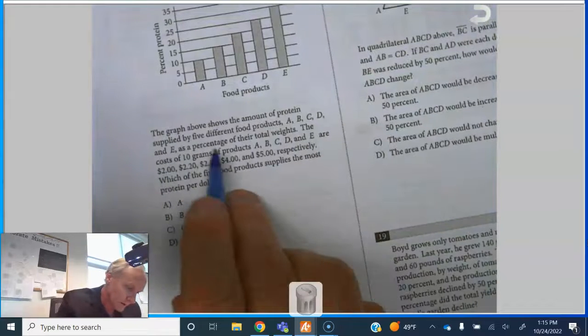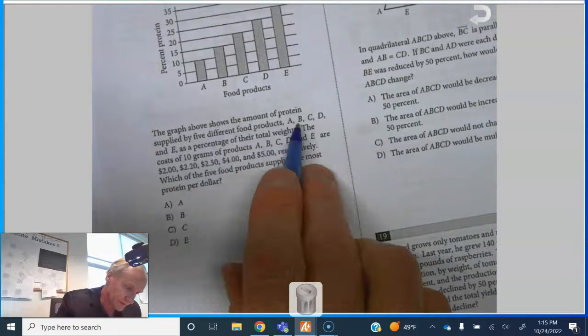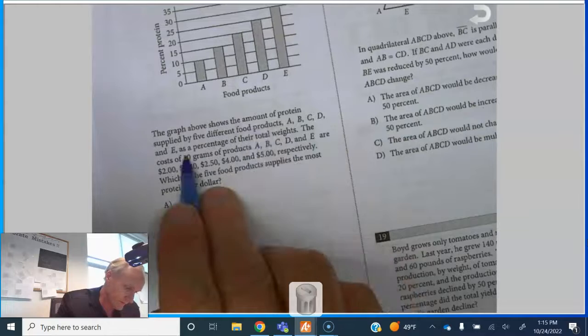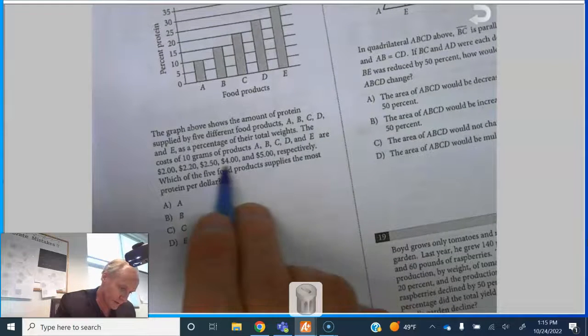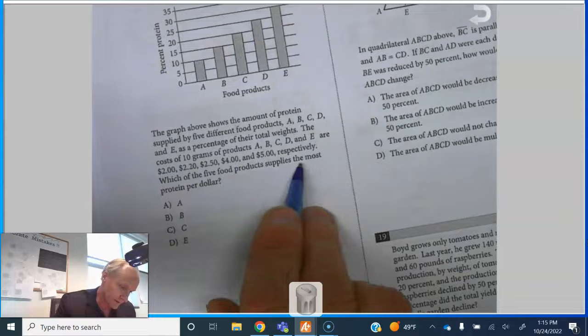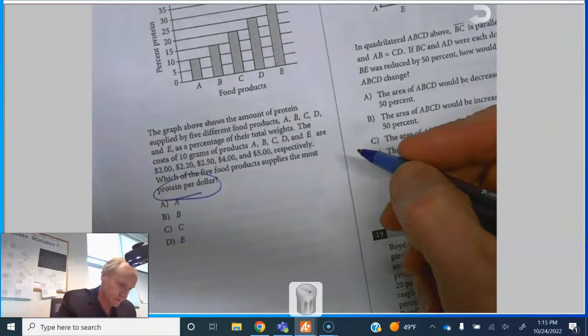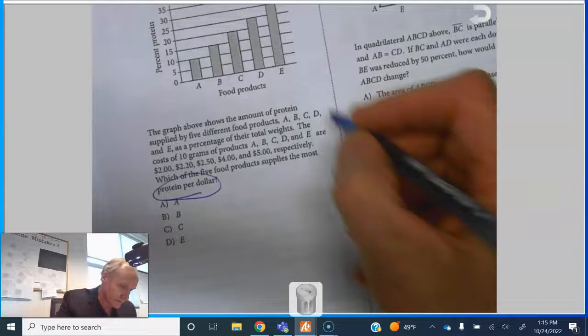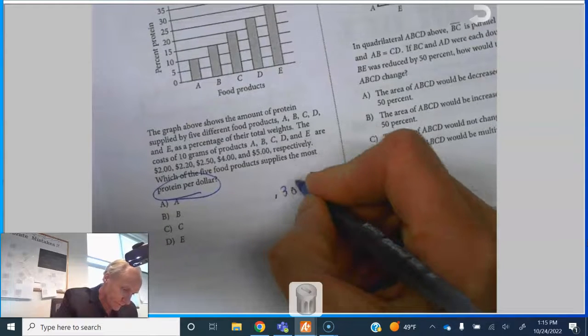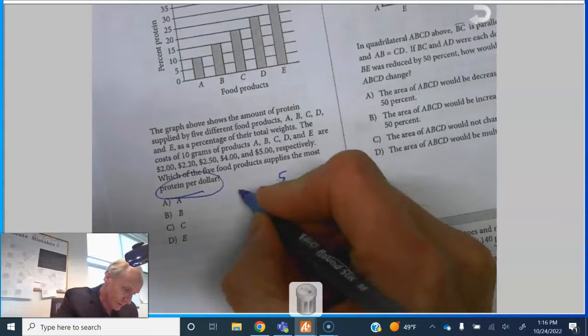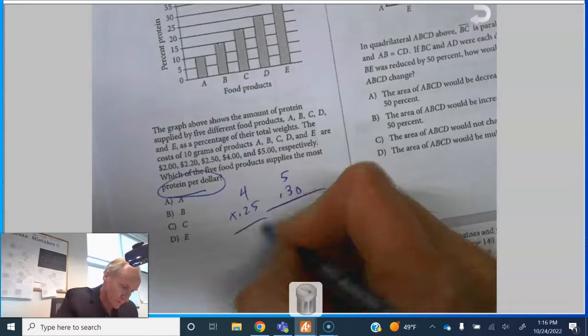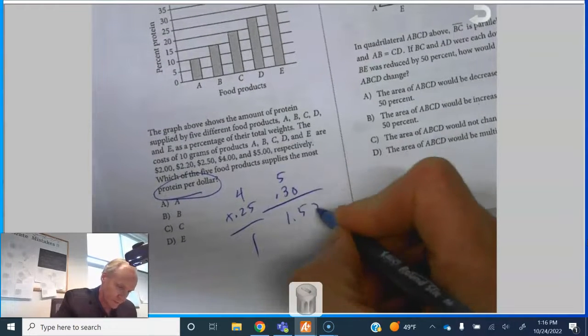Sorry, guys. The graph above shows the amount of protein supplied by 5 different foods, A, B, C, D, E, as a percentage of their weight. The cost of 10 grams of the product are given. Which of the 5 food products supplies the most protein per dollar? Interesting. Percentages. So we're just going to take the percentage. We're going to take 30% of 5. We're going to take 25% of 4, which is 1. That's $1.50. That's 1.5.